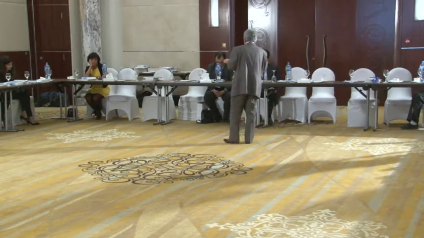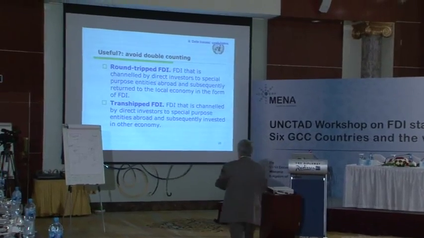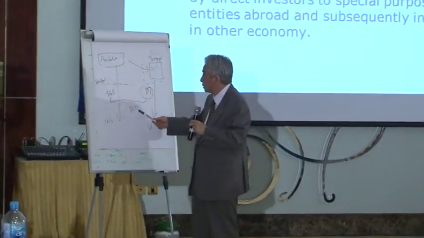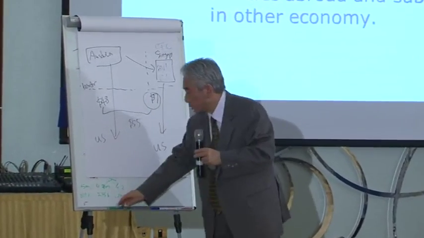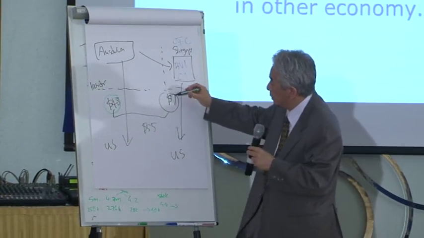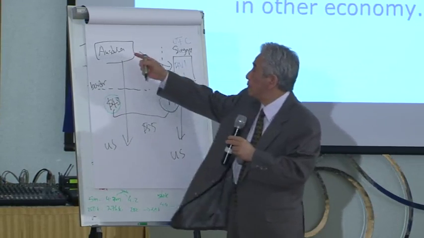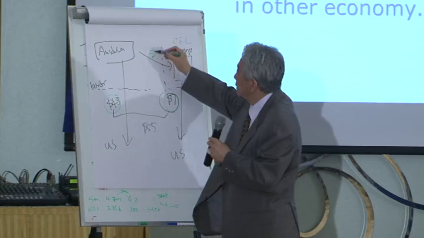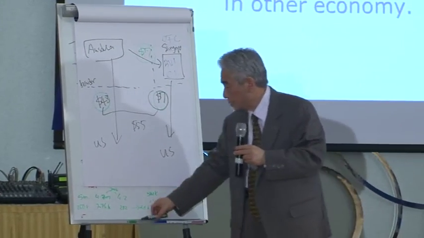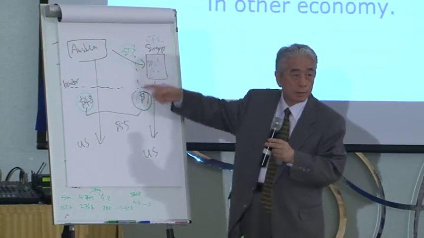Double counting in the sense that, for example, in this case, the one that's on the chart, Australia to United States, 48 is recorded. And from Singapore to United States, 7 billion recorded. And from Australia to Singapore, 7 billion recorded. Then all these three things are counted at the global level. Then obviously this amount is double counting.